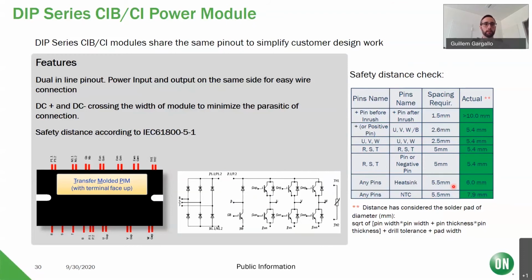And there is a DC plus and DC minus crossing with the width of the module. This is to minimize also the parasitic connection. And of course, as we mentioned before in the safety and standards, this is designed according to IEC 61800-5-1.